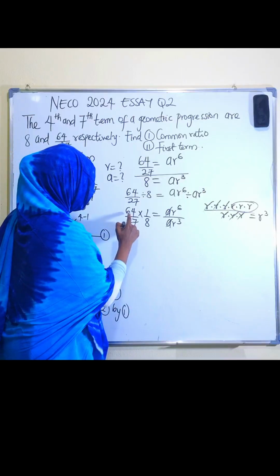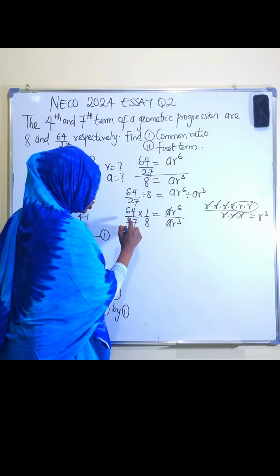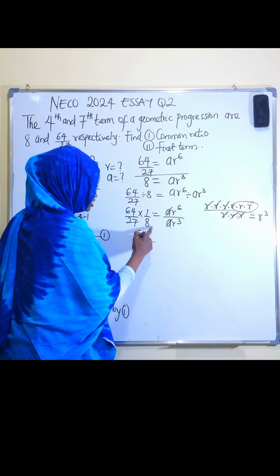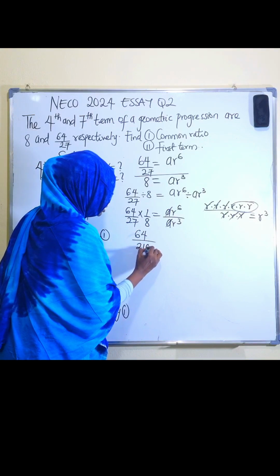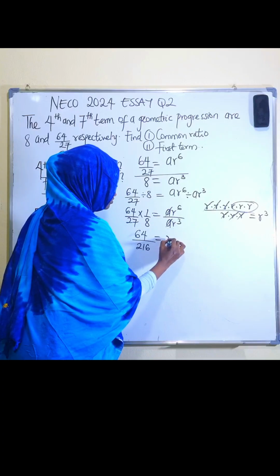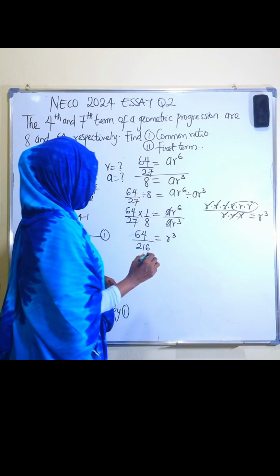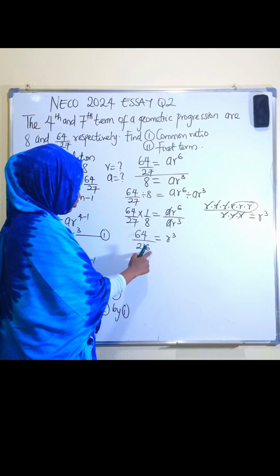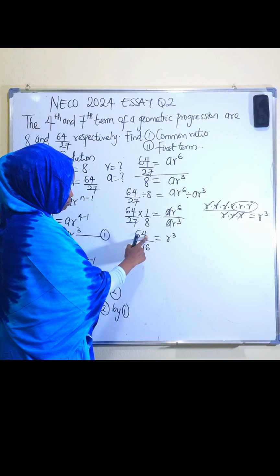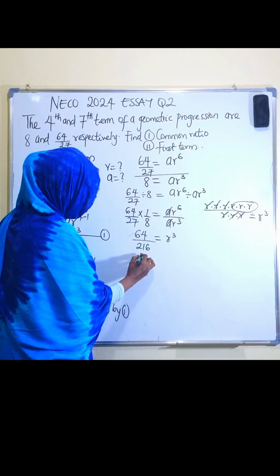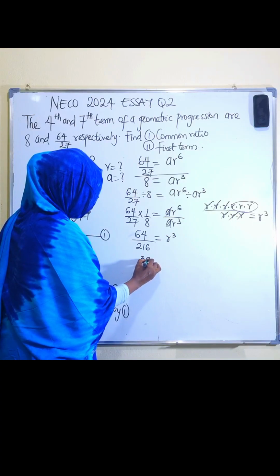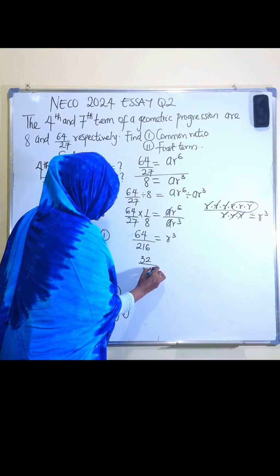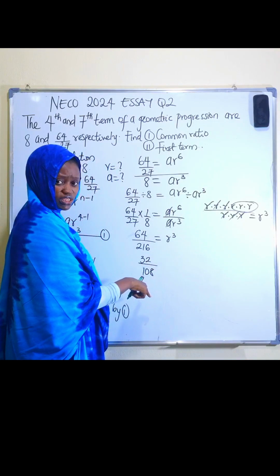So we're going to be having 64 times 1 here. We'll be having 64 all over 27 times 8, which is 216. This is equal to what we have left, R to the power of 3. Alright, so at this point, what do we do? Let's break this down to the lowest term. 64 divided by 2 will give us 32, all over 216 divided by 2 will give us 108. We can still break this down again.